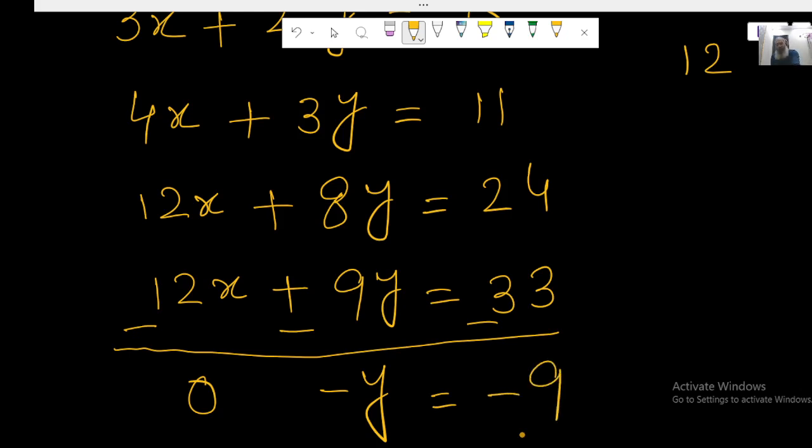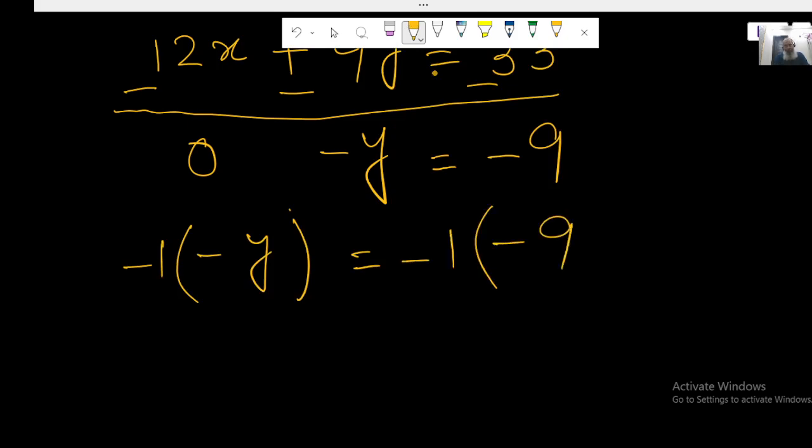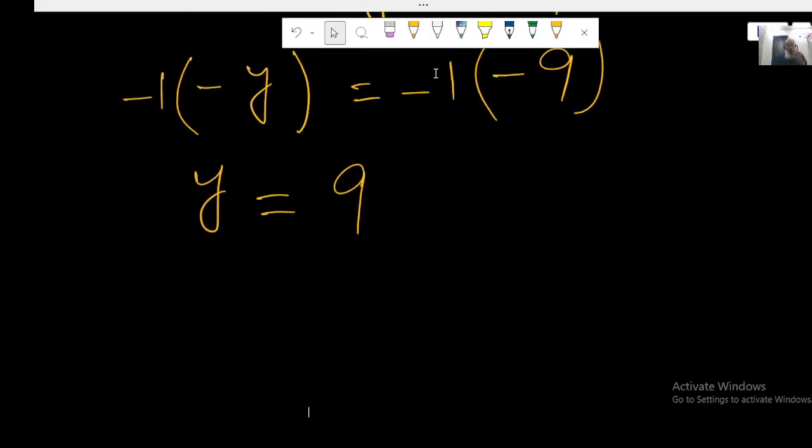So here you can see if I multiply both sides of this equation by minus 1, minus 1 into minus 9, that is equal to, y is equal to 9. Okay, so I have determined the value of one variable, that is y. y is equal to 9.